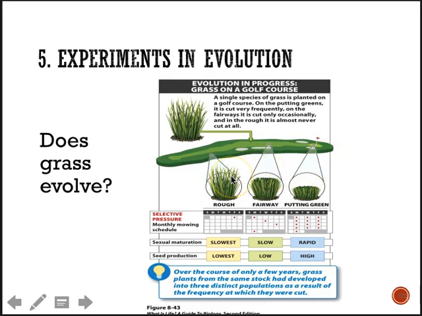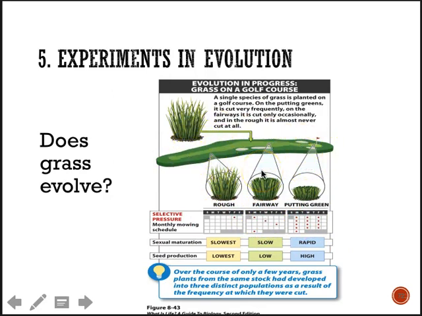You've got grass in the rough, and that's only cut once a month. You've got grass on the fairway that's cut about 4 times a month. And then you've got grass on the putting green that's basically cut every other day except for the weekends, because people gotta golf. And what scientists have found, and this is the really cool thing, is that all of this grass actually started out as very, very similar.